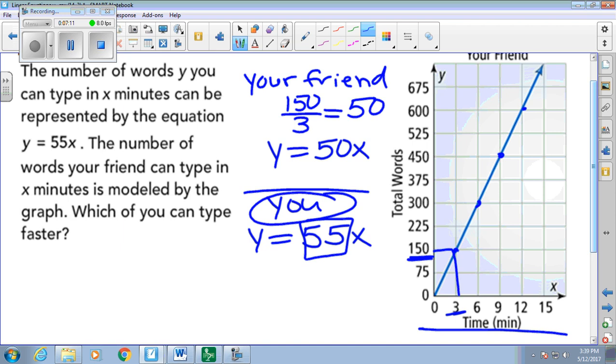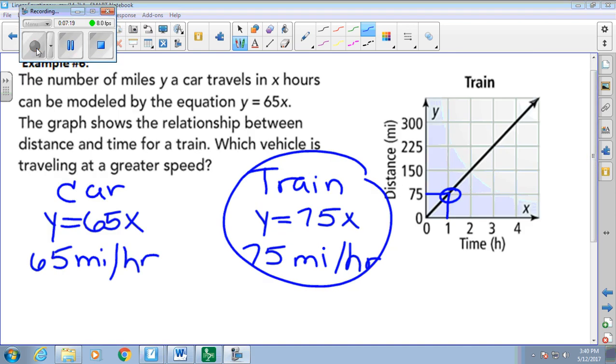On to our last example, number 6. Again, this one's going to be a try on your own. In this scenario, I had an equation and a graph again. The car was y equals 65x with an m of 65 miles per hour, and the train was at 75 miles per hour, so which goes faster? The train.